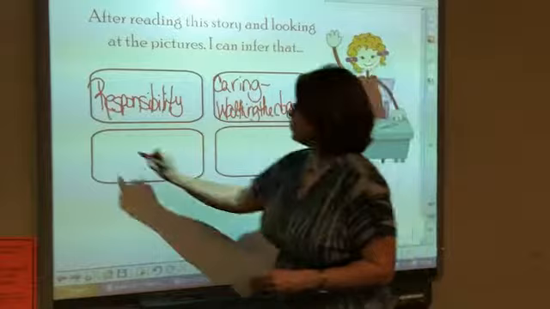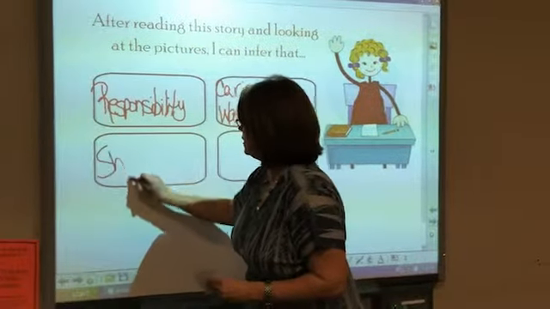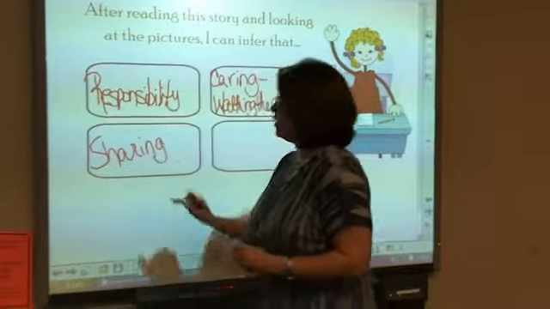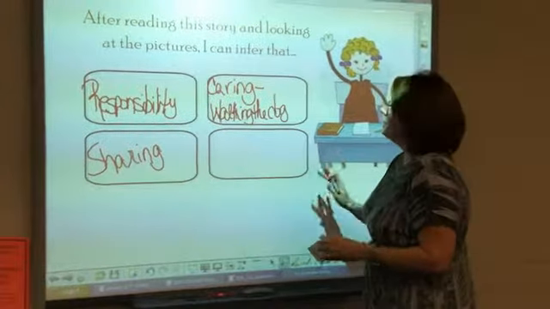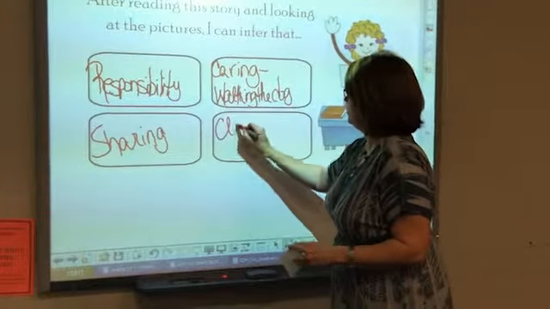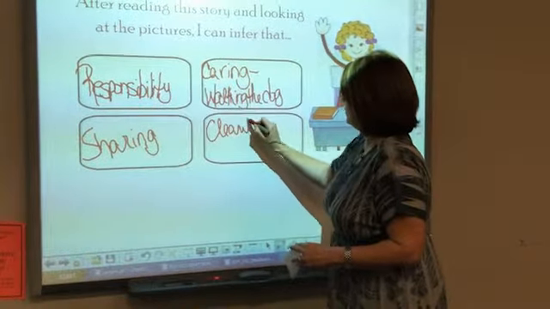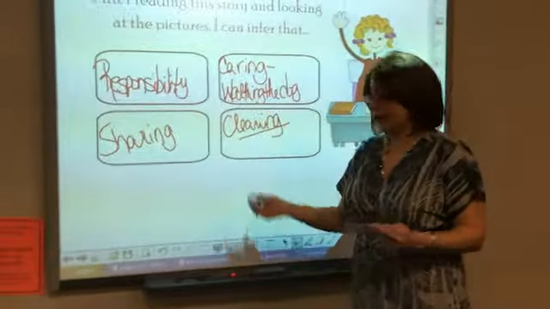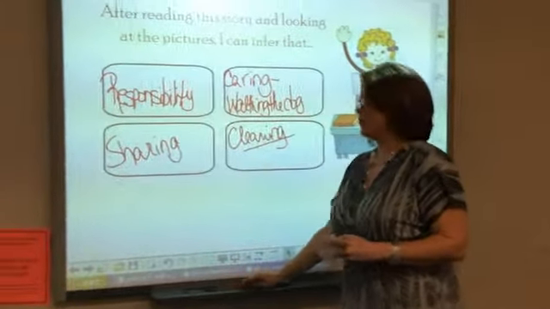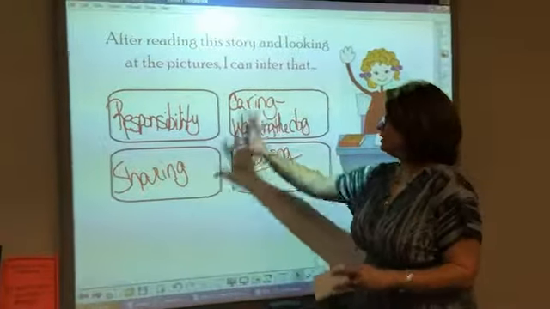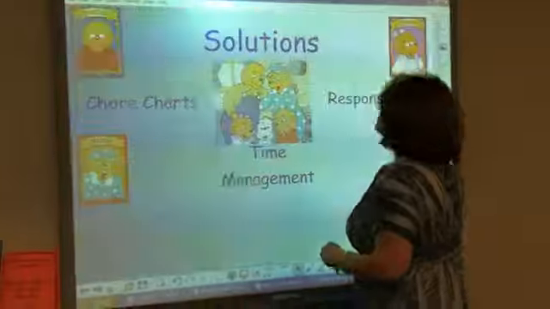They also had a problem with the responsibility of sharing. They didn't share their time with the dog very well. And then last but not least, cleaning up. They needed to learn to take the responsibility of cleaning up behind the dog together. So these were the problems. What are some possible solutions to solve these problems?